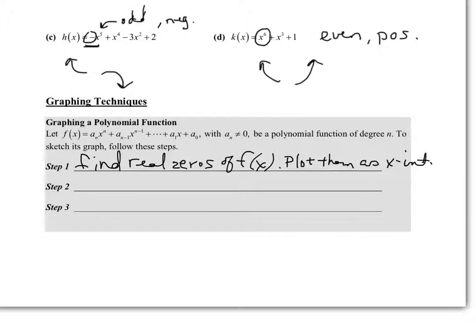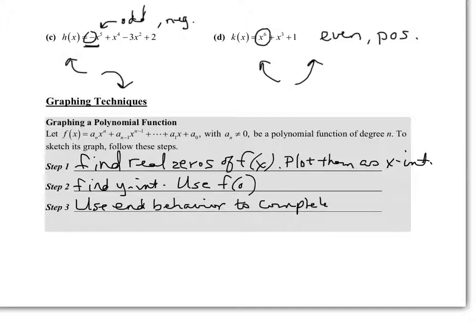Now, in step 2, we're going to find the y-intercept. And in order to find the y-intercept, that means we'll use f of 0. Because in addition to knowing where those x-intercepts are, it would be very helpful for us to know where it crosses the y-axis. It will only cross in one place. And ideally, it would be wonderful if we could find all the turning points, but without calculus, we really can't do that very easily. So the last thing we're going to do is use end behavior to complete the graph.